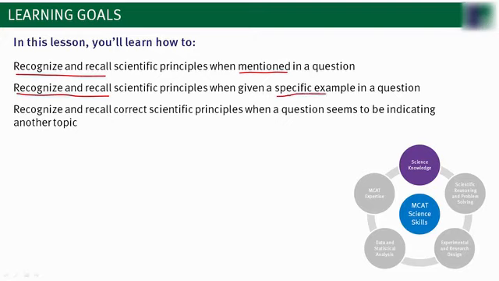a question; second, when you get a specific example of the science, even when the topic itself is not mentioned by name; and then third, when the question is getting a little tricky on you and actually mentions a different science topic than the one that at its core the question's actually testing. And we're going to see examples of all three of these as we move through the lesson.